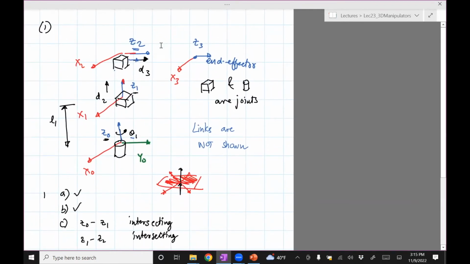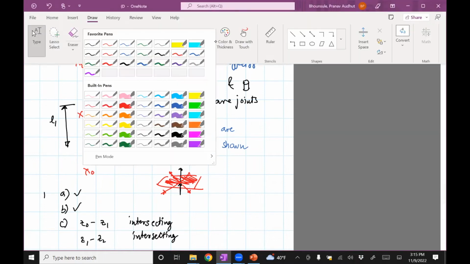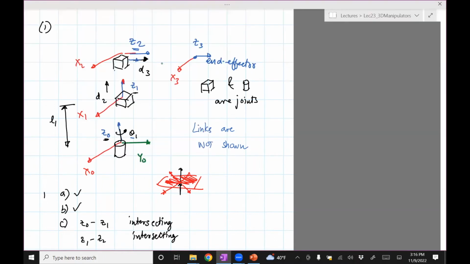Now you can go ahead and assign y1 and so on. So x cross y should be z, so it has to be that y. So y should be downwards, and then x cross y gives z. Okay, so we've assigned the coordinate frames.